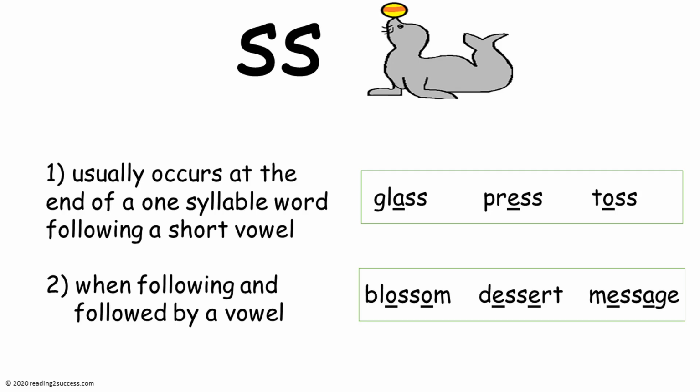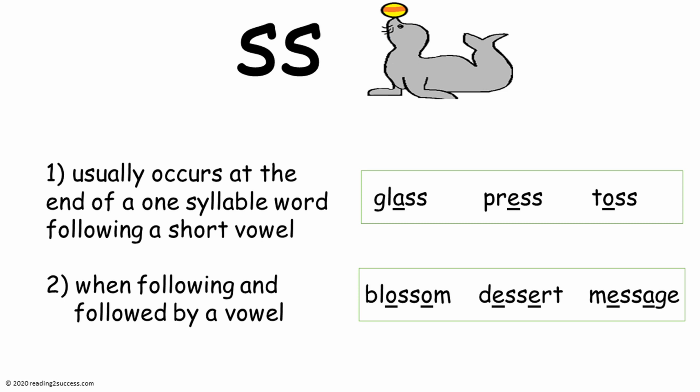Now we're going to look at the pattern double S that makes the S sound. Usually when it occurs at the end of a word, it follows a short vowel. Glass, the short vowel is A. In press, the short vowel is E. And in toss, the short vowel is O.